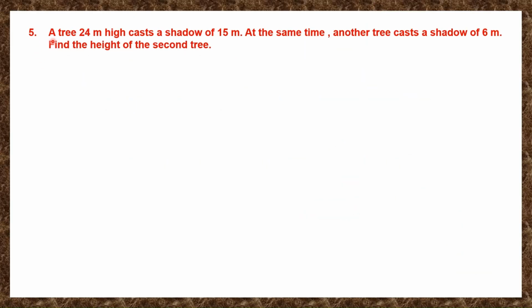Question 5. A tree 24 meters high casts a shadow of 15 meters. So there is a tree and that is 24 meters high, and the shadow that is cast by this tree is 15 meters. Now at the same time, another tree casts a shadow of 6 meters. So there is another tree. Now we know that it casts a shadow of 6 meters, but we don't know how tall that tree is. So the question is, find the height of the second tree.